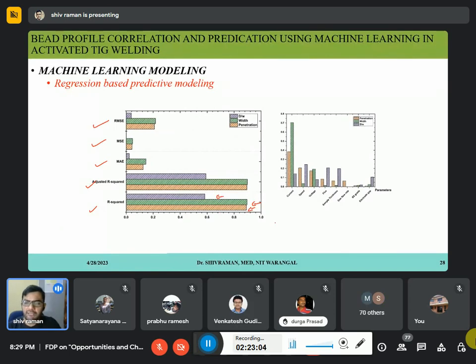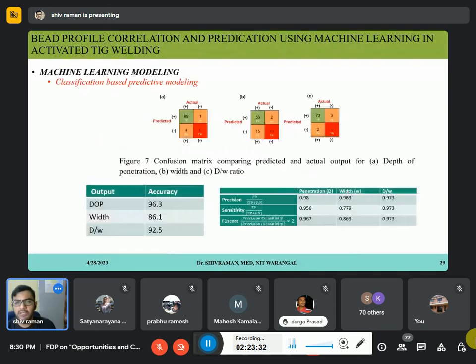Okay, and we have seen the effect of feature importance, meaning how significantly a particular feature will play a role in the prediction. So current was having significantly high importance, and likewise speed, voltage, and finally, if you can see here, the gas flow rate and material grade, which is the different stainless steel grades we have chosen, are having a lower influence in the machine learning algorithm.